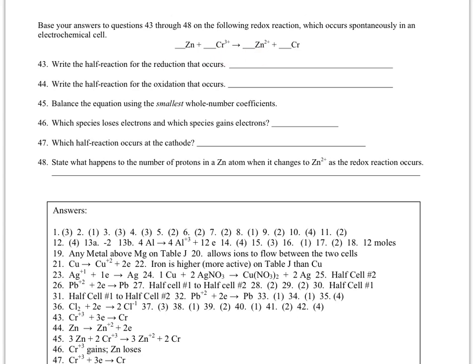So we just have to assign the oxidation numbers for the zinc atom. It's a lone element, so it will be 0. And the chromium atom, again a lone element, so it'll be 0. Now when we look and see what has changed, the zinc has gone from 0 to 2. That's an increase in oxidation number, so it's oxidized. While the chromium has gone from 3 to 0. That's a reduction because the oxidation number is going down.